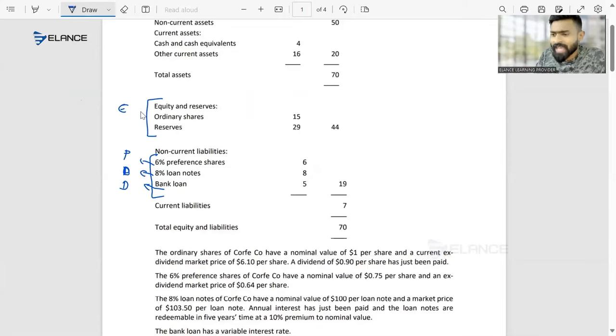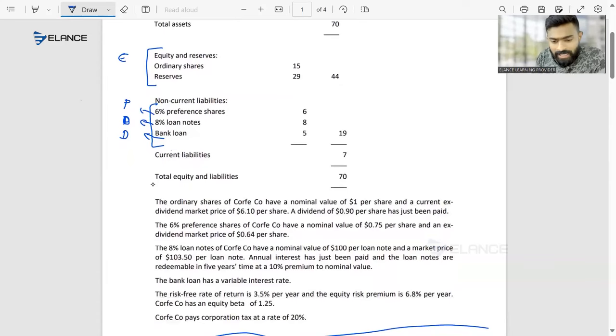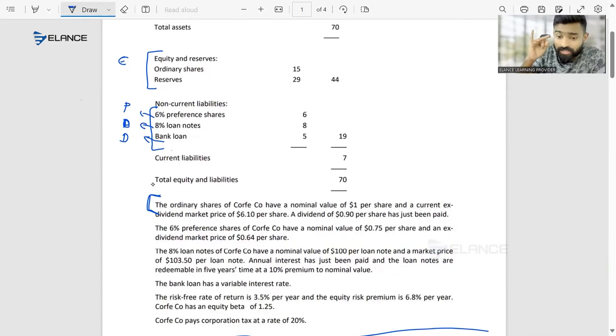And see, for a typical question like this, in most cases the examiner will create separate information for each source of finance. This first paragraph, which source of finance is it about: equity, preference, debt? Please do read this and let me know. This paragraph is for which source of finance?